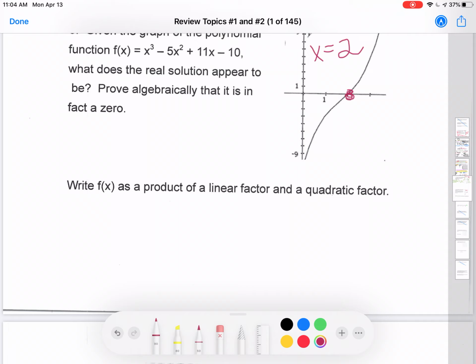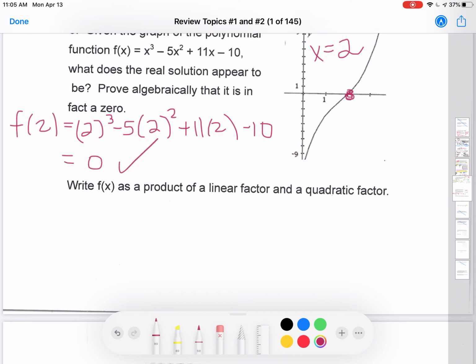Well, if I think that is a solution, then can't I just use the remainder theorem? I can substitute in and see if I get 0. So this is just the remainder theorem. Throw that in your calculator and you do get 0. You proved it. Now, if they tell you to prove it, it means that it is. Okay, last part. Write f of x as a product of a linear factor and a quadratic factor. Well, we already have the linear factor, don't we? It's got to be x minus 2. So now I need the quadratic factor.